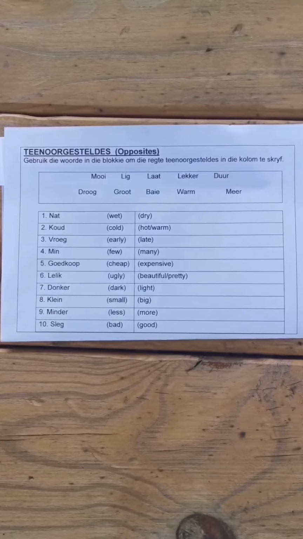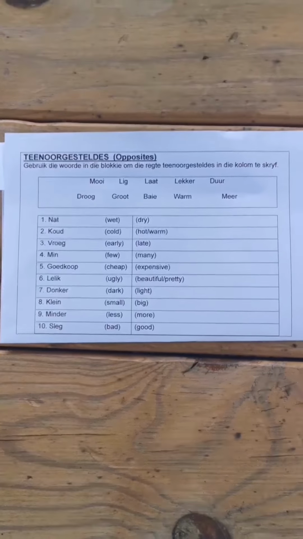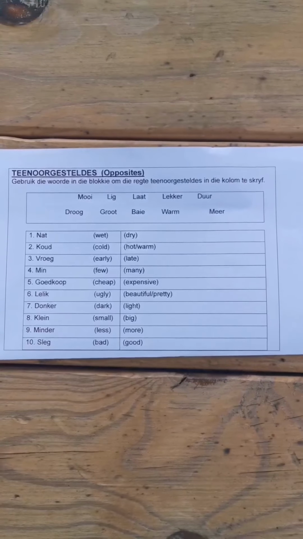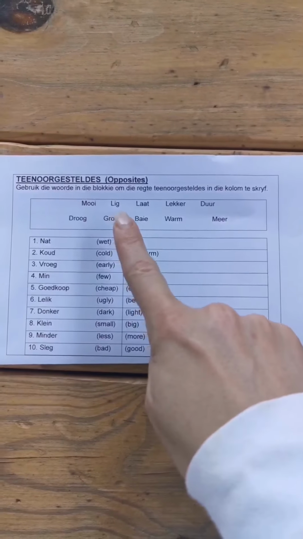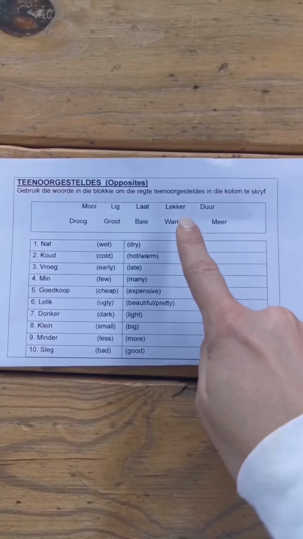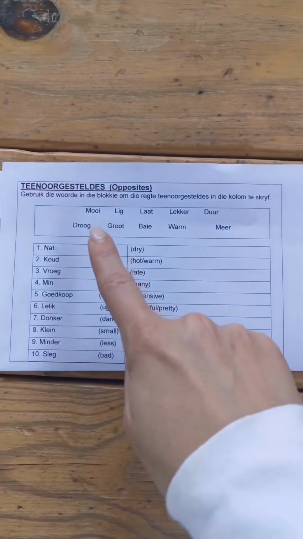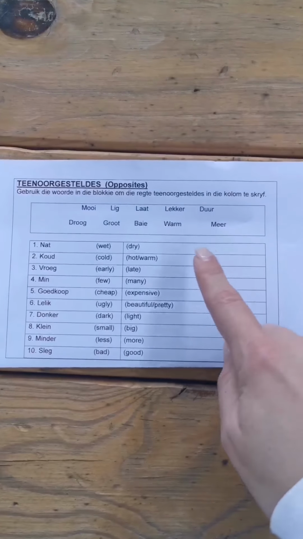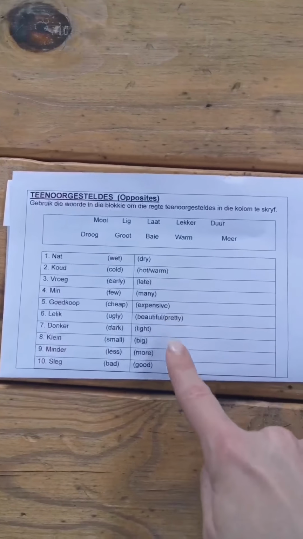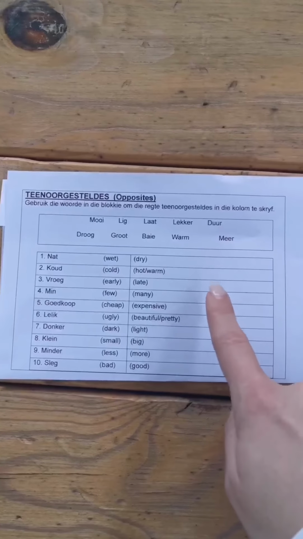So this is your worksheet for teenoorgesteldes. At the top it says gebruik die woorde in die blokkie om die regte teenoorgesteldes in die kolom te skryf. So the words in the block are mooi, lig, laat, lekker, duur, droog, groot, baie, warm en meer. So here it's giving you the English word to help you match the correct Afrikaans word to the English word.